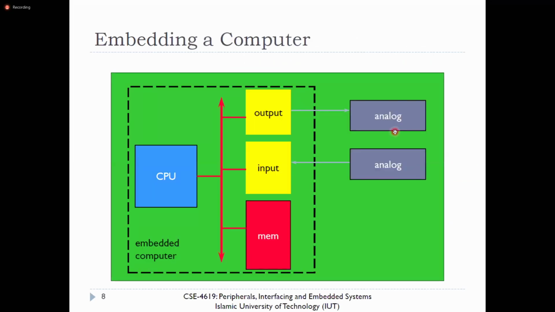Now we'll go to a bit more technical part. We have covered some introductory things about embedded devices. Embedding a computer means that in an embedded system, we have the same components. This is a typical block diagram. In every embedded system or embedded computer system, we have the central processing unit, the memory, the input unit, and the output unit.